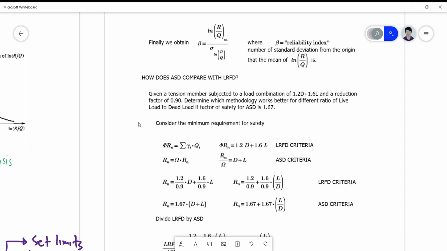Okay guys, let's now make some comparison of how ASD and LRFD work. Okay, how does one compare to the other is actually dependent on how you look into things.